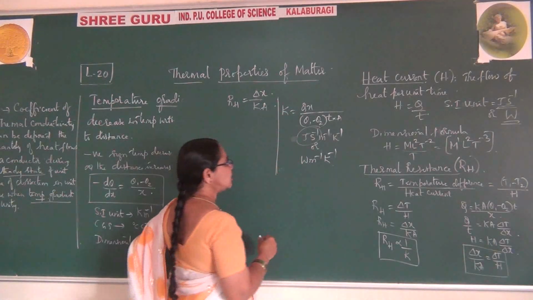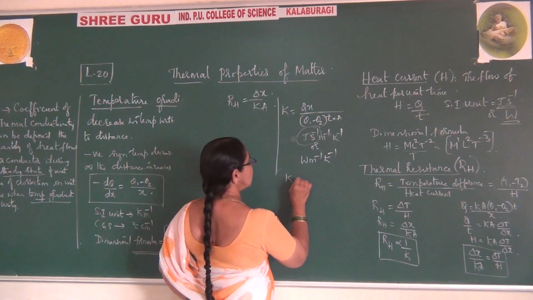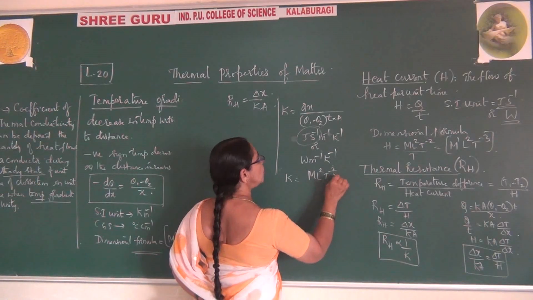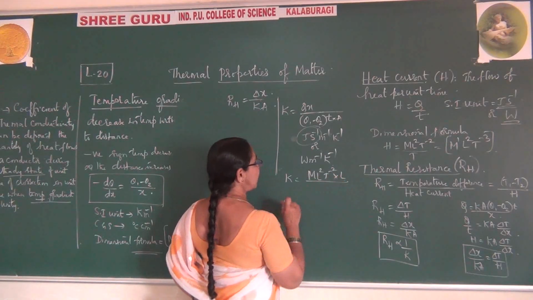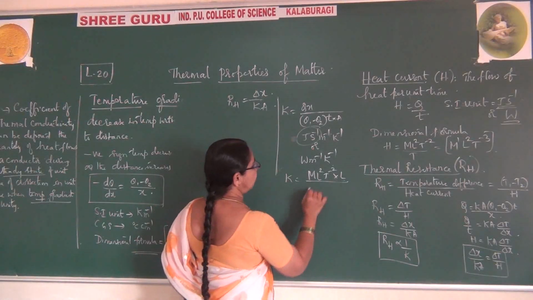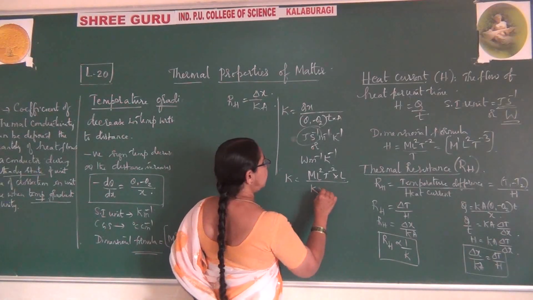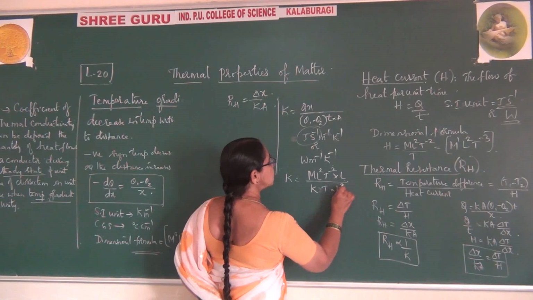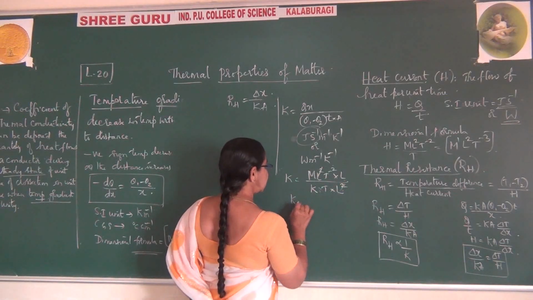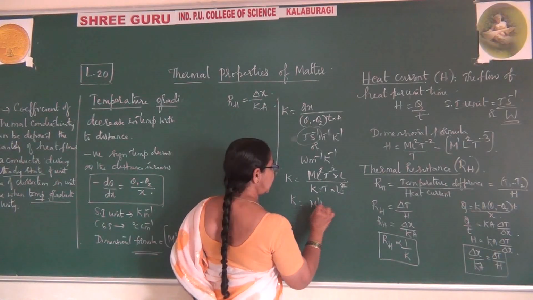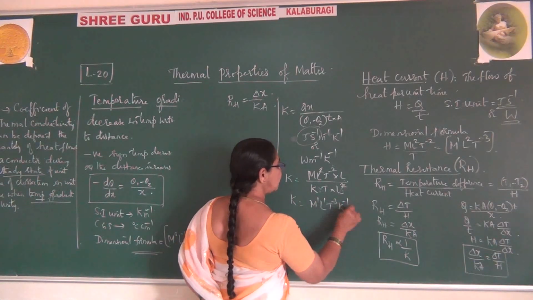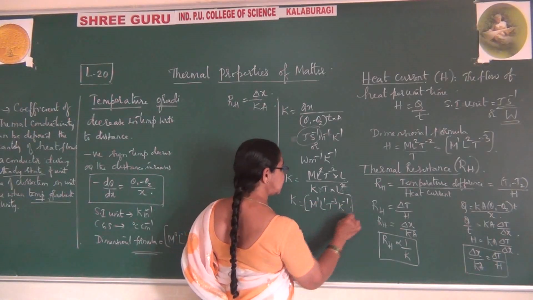Also we have written the dimensional formula yesterday. K is equal to M L square T raised to minus 2 into L divided by Kelvin, and this is T into L square. L square gets cancelled. So you get K is equal to M to the power of 1, L to the power of 1, T raised to minus 3, K to the power of minus 1. This we have learned yesterday.